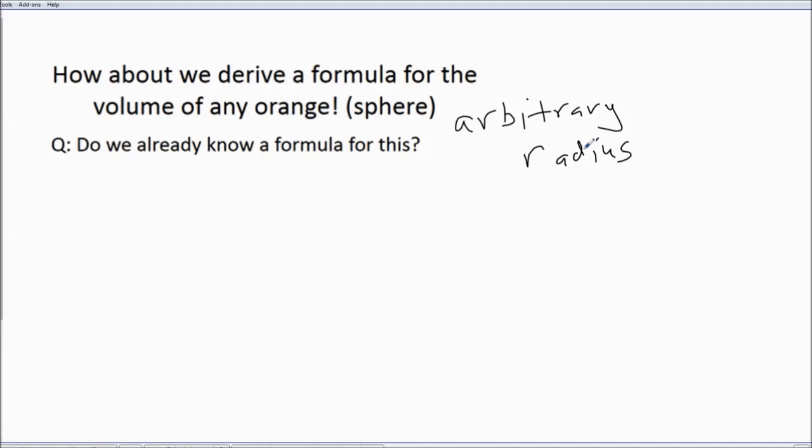So do we already know a formula? Yeah, of course we do. We're going to show where that comes from. So what I'm going to do is think about the visual of this. It's going to be a semicircle that gets rotated around the axis like that and comes out off your screen toward you in the room, and it's going to make that sphere.